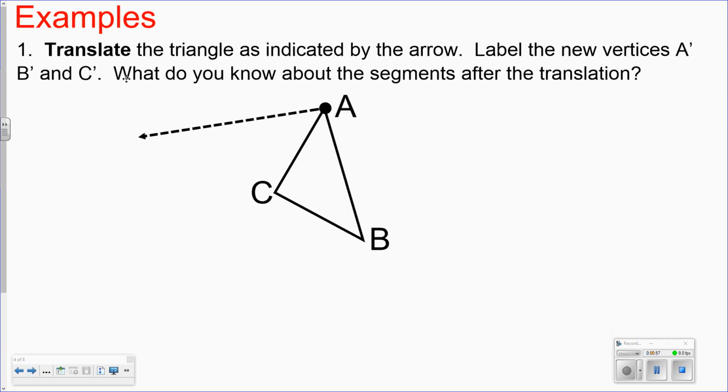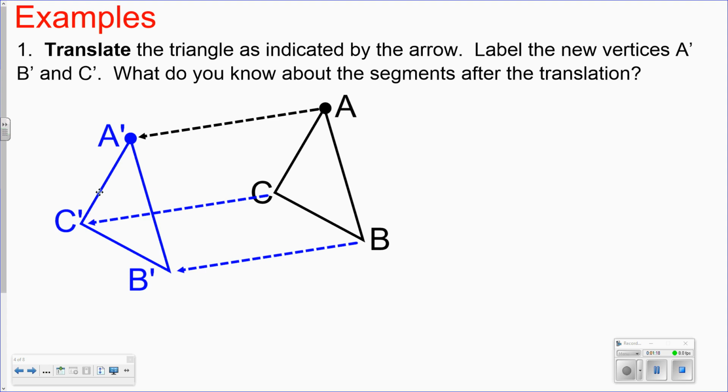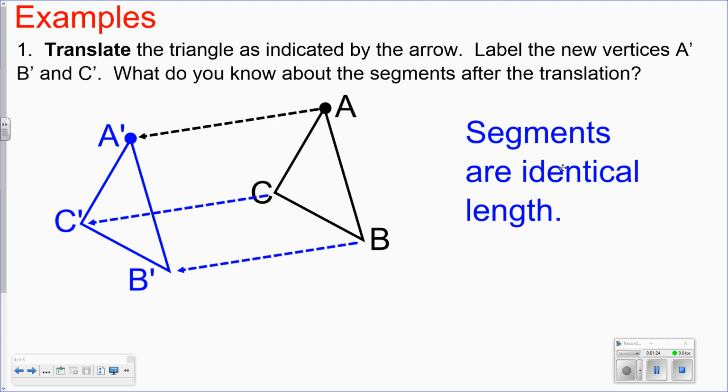So some examples: 1. Translate the triangle as indicated by the arrow. Label the new vertices A prime, B prime, and C prime. What do you know about the segments after the translation? So you need to take your patty paper and put it on here and then just translate it, which means just slide it along this arrow. And then it would be here. See, these three segments from A to A prime, B to B prime, and C to C prime are all identically the same length.